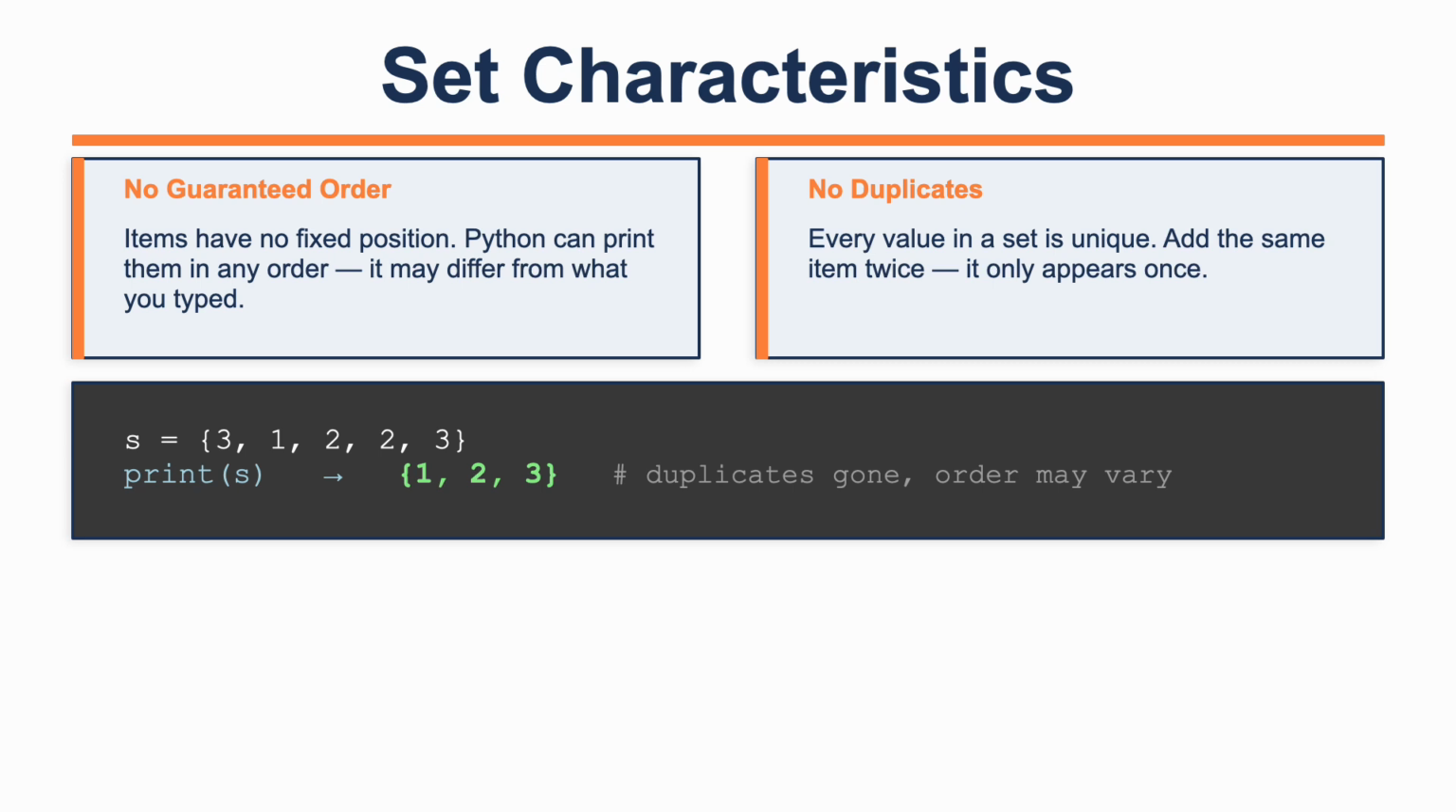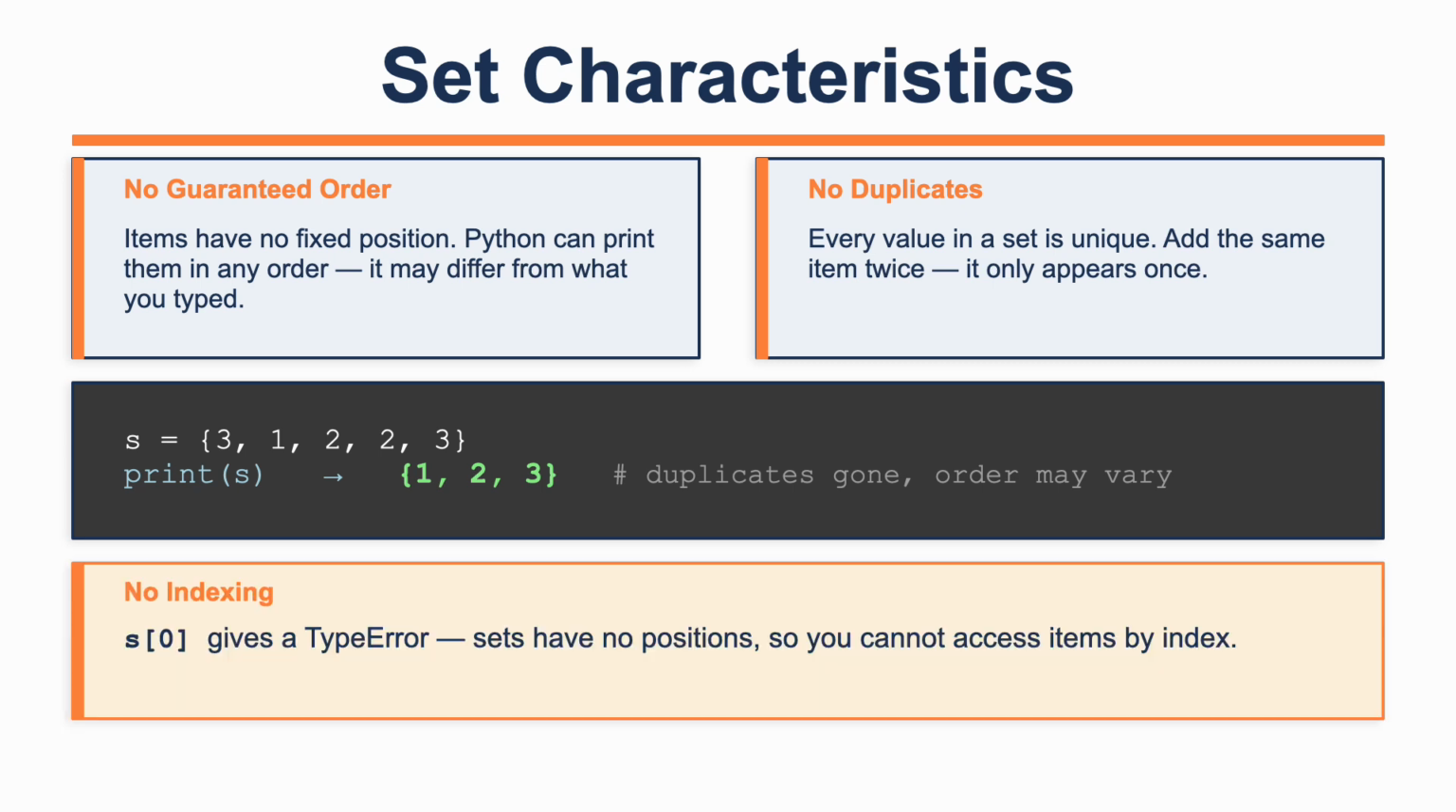Here is both in action. We create a set with 3, 1, 2, 2, 3 duplicates and a scrambled order. The output is 1, 2, 3, clean, unique, and in whatever order Python chose. Third, no indexing. If you try to access a set item by position, like s at index 0, Python throws a type error. Sets have no positions. There is no first item or no last item, just a collection of unique values.